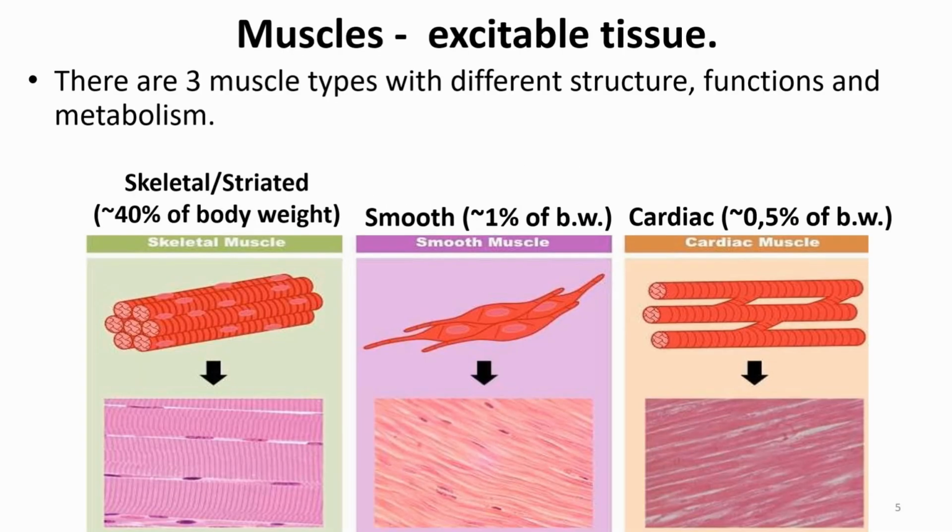Today in this lecture we will talk about skeletal muscles, but before we do that, let's determine what skeletal muscles are and how they differ from other muscle types in our body. So altogether we have 3 types of muscles in our body. Each of these types has a different structure, function, and metabolism. And today I will talk more about skeletal muscles, which as you can see also take up the largest part of all muscles. About 40% of body weight is skeletal muscle.